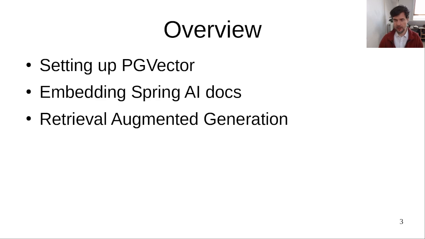Okay, so my overview, like I said, we're gonna set up PGVector as our vector store. Then we're gonna embed into it. We're gonna embed specifically the SpringAI documentation. And then we'll do some retrieval augmented generation where I'm going to ask Llama basically to tell me about the SpringAI things, and it will be able to tell me because it has access to those docs through the embedding. Okay, let's go do this.